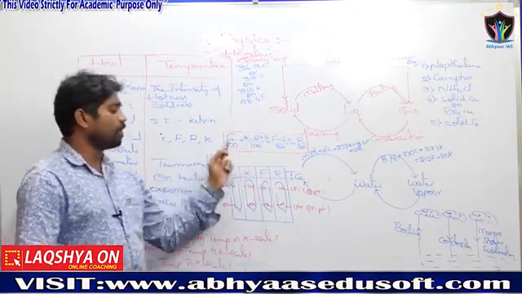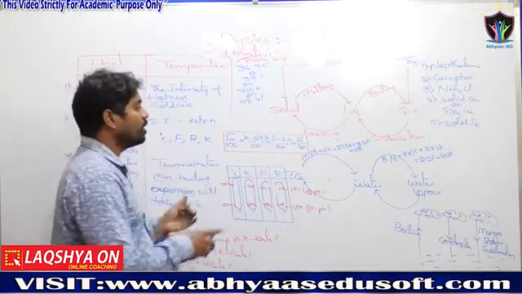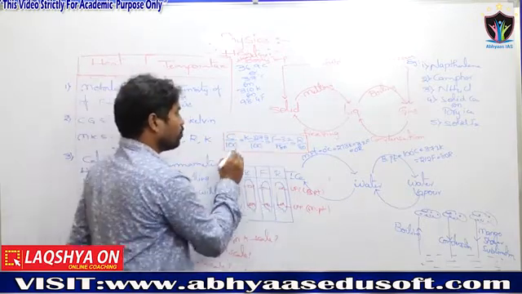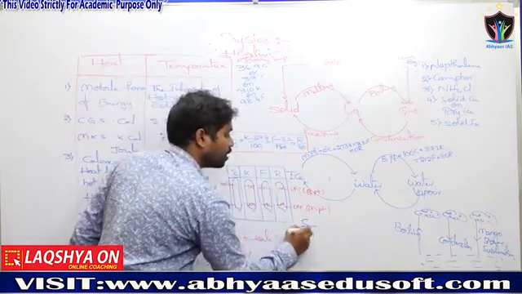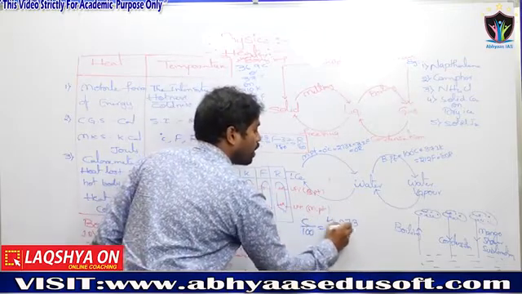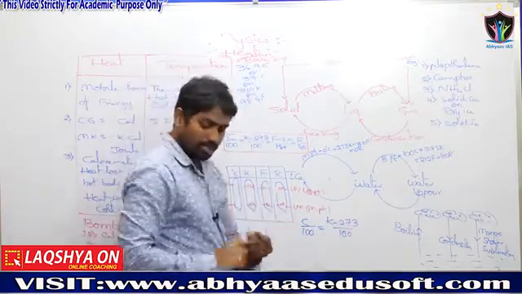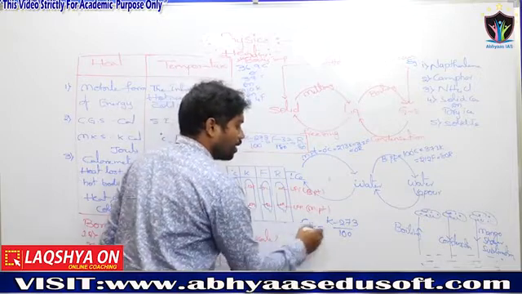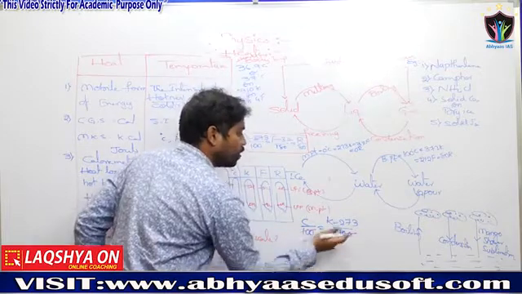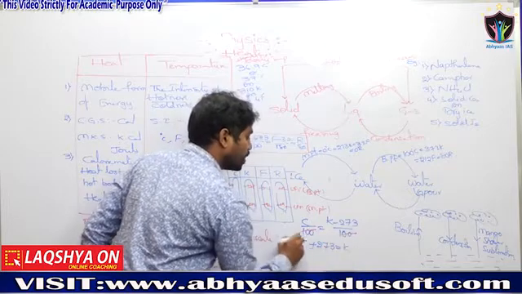Right, here the relationship is degrees Celsius, C by 100, K minus 273 by 100, F minus 32 by 180 equals R by 80. Now, if we take the relationship between degrees Celsius and Kelvin, C by 100 equals K minus 273 by 100. The 100 gets cancelled, so C plus 273 equals K.